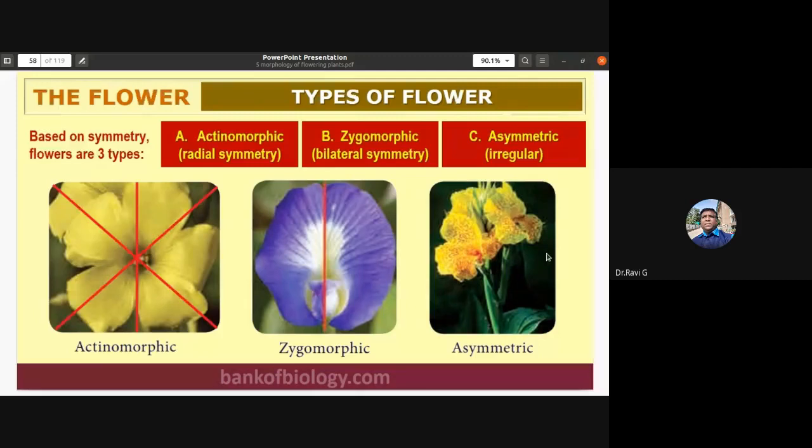Then in the case of asymmetric flowers, in any plane of division of the flower, you cannot divide them into two equal halves. So we call them asymmetric flowers.